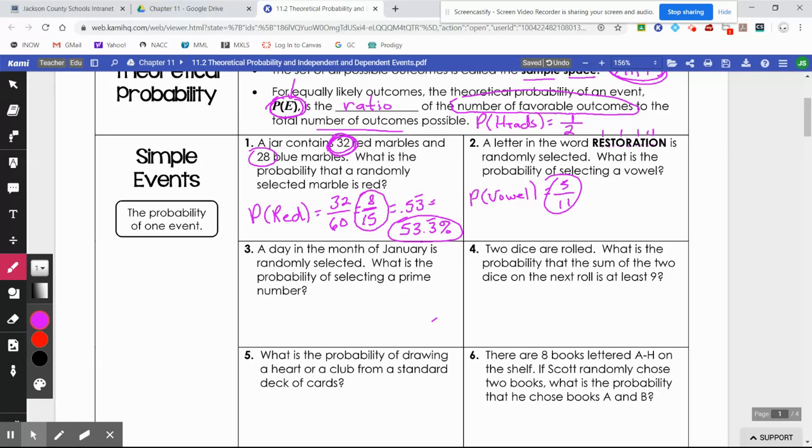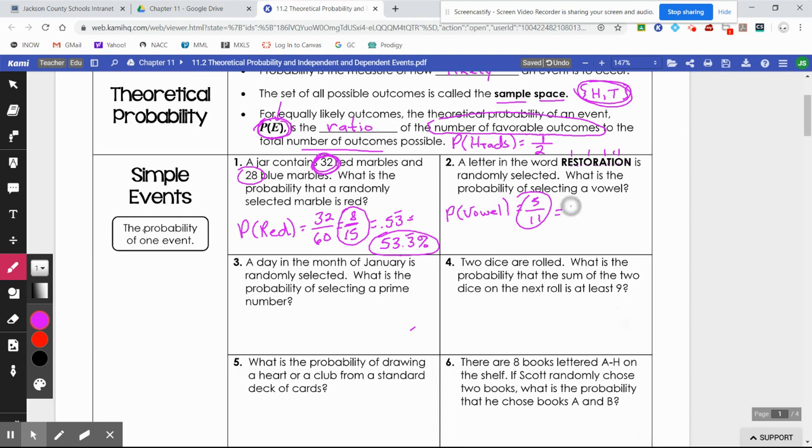And I believe that's right. Let me double check it. 1, 2, 3, 4, 5. Yeah. Which again, we can turn into a decimal by dividing, but I'm more interested in the percentage. Let's write this as a fraction and percent. So let's do 5 divided by 11. Move the decimal over twice, and you get about a 45.5% chance of this happening.